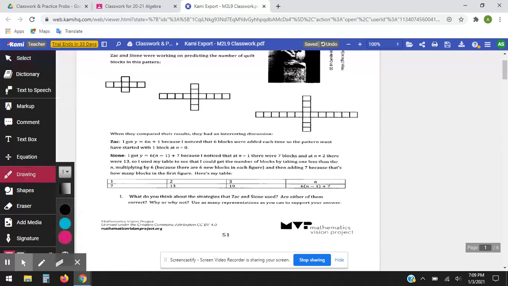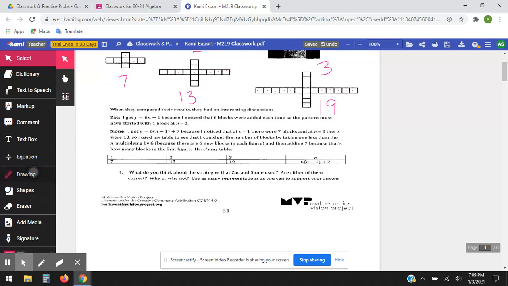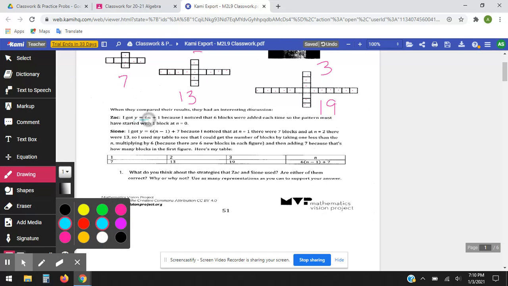So if we go through and look here, the first one has 1, 2, 3, 4, 5, 6, 7. First one has 7. The second one has 1, 2, 3, 4, 5, 6, 7, 8, 9, 10, 11, 12, 13. And the third one has 1, 2, 3, 4, 5, 6, 7, 8, 9, 10, 11, 12, 13, 14, 15, 16, 17, 18, 19. 19.